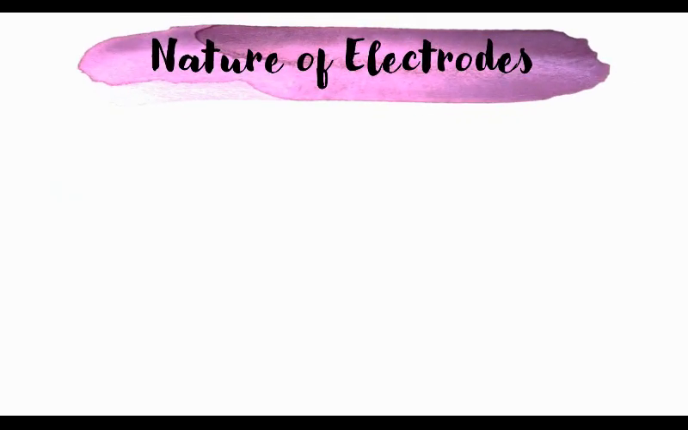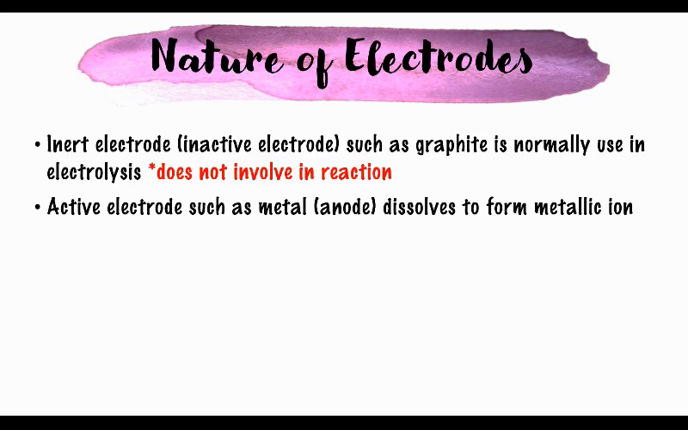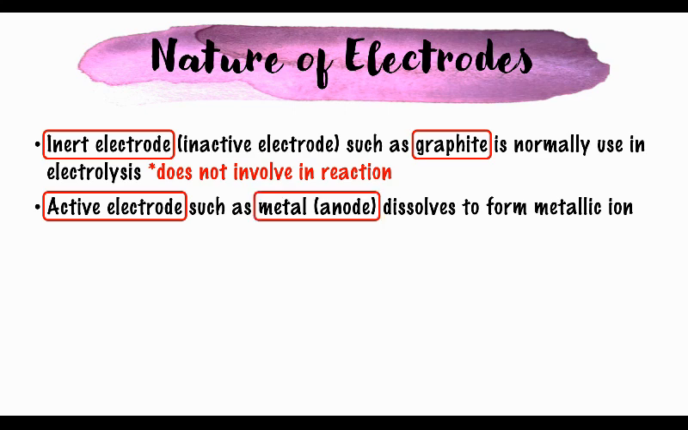The third factor affecting the discharge of a species at the electrode is the nature of electrode. Inert electrode such as graphite is normally used in electrolysis because it does not involve interaction. While active electrode, such as metal that acts as anode, dissolves to form metallic ion.